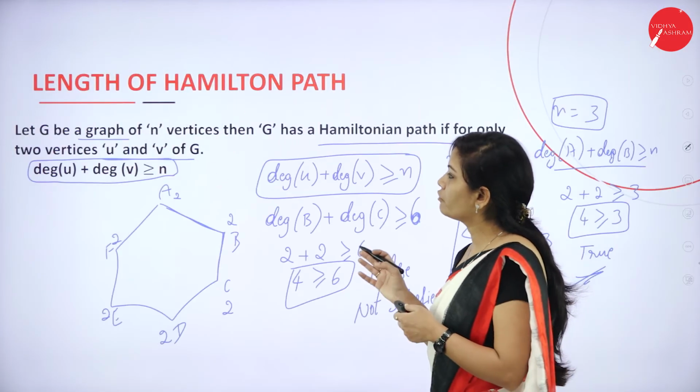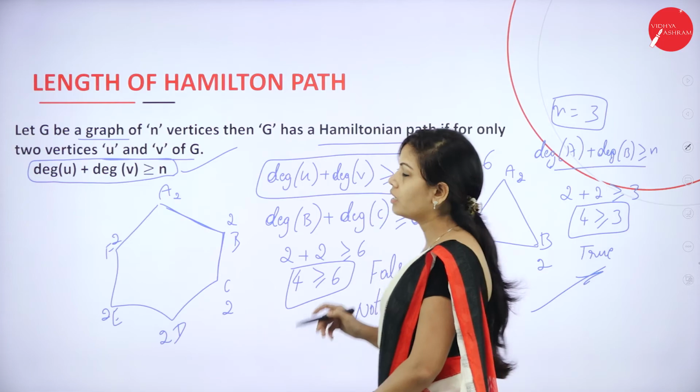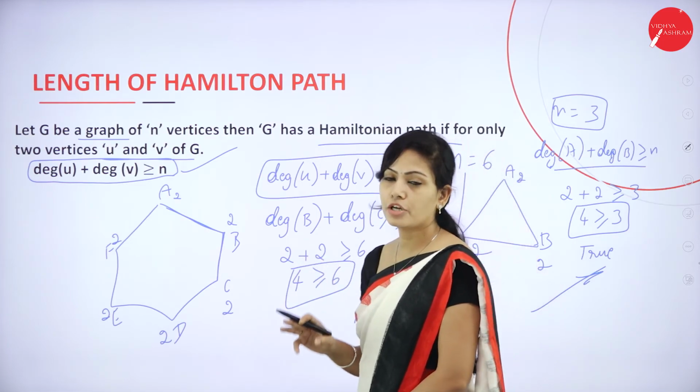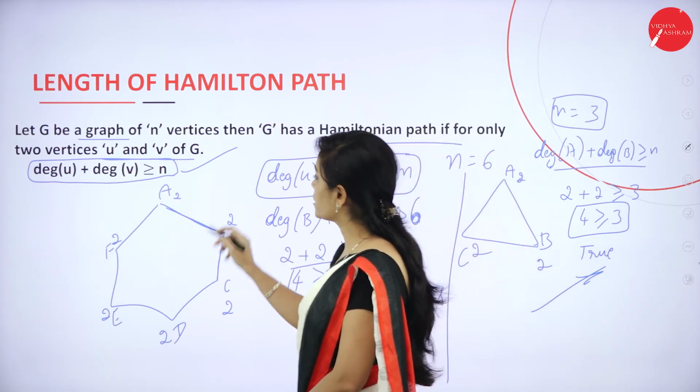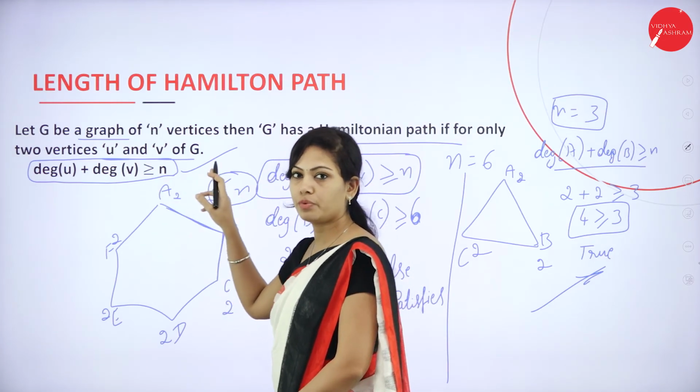So easily you can find the length of Hamiltonian graph by using this formula. Degree of U plus degree of V is greater than or equal to n but not less than or equal to n. Don't get confused. It should be greater than or equal to n.